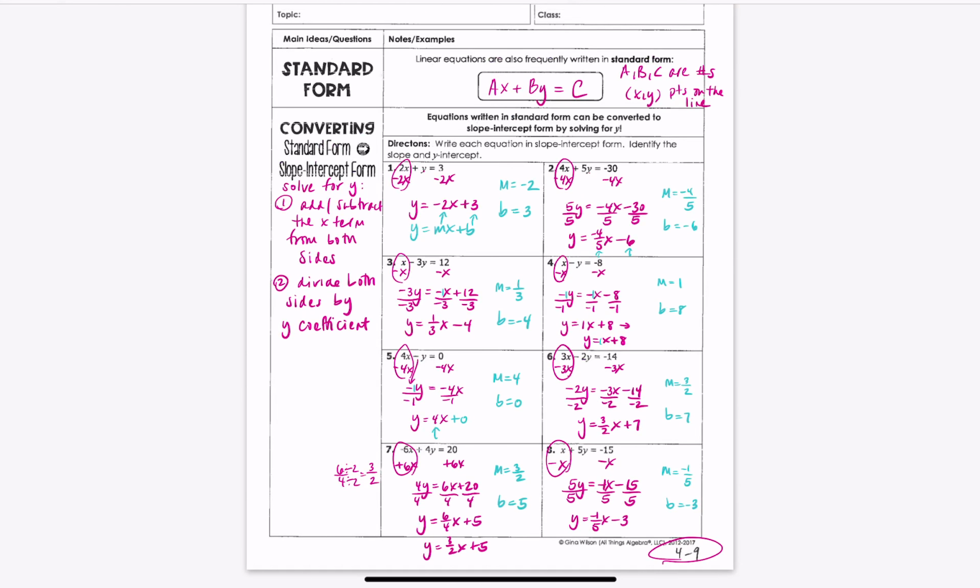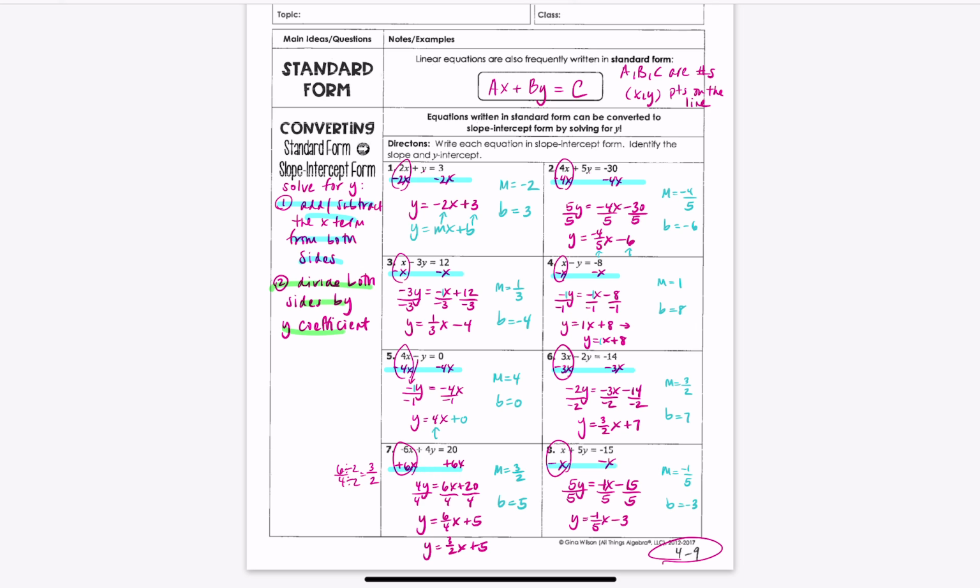So I want to point out, we went over the steps, right? Step 1, add or subtract the x term from both sides. So look, each time I took the x term and subtracted it, or added it. Did a lot of subtracting, I guess, for each of these. Oh, look, I added there. So that was your first step. Your second step, divide by the y coefficient.